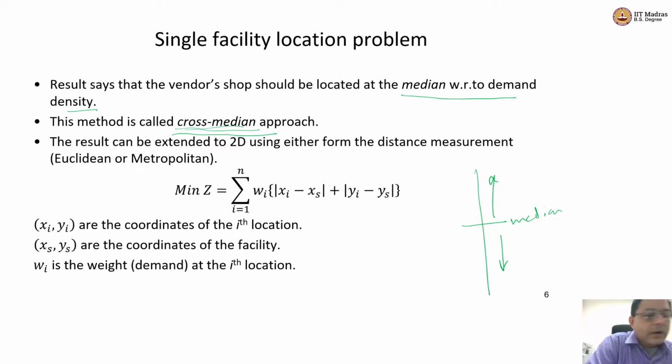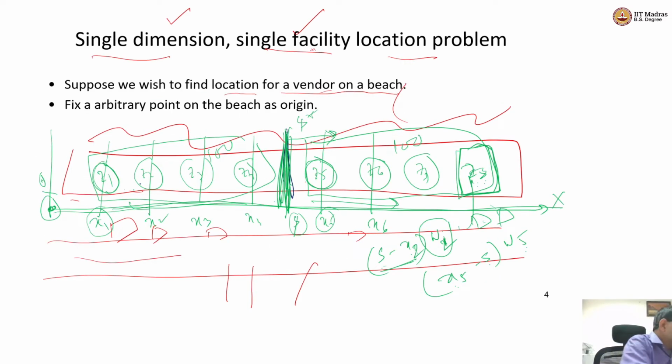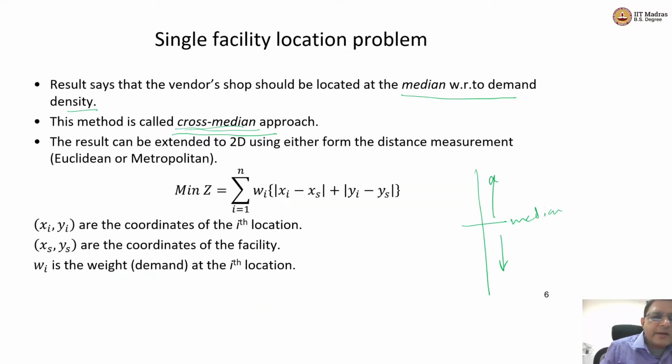Now, if we were to extend this idea to a 2-dimensional problem, I am not talking about a single beach which does not have a y-axis. Here we said that there is no y-axis because the width of the beach is fairly small for us to consider. What if there was a y-axis? What if it mattered how much the customers are traveling even on the y-axis? Now, let us take both distance measures, Euclidean distance measure and Metropolitan distance measure. Let us first of all take the Metropolitan distance measure. How would the problem be solved?